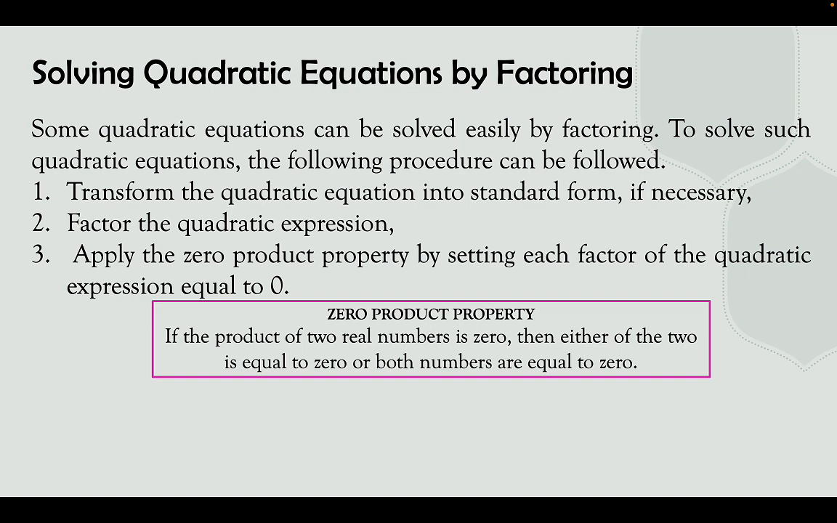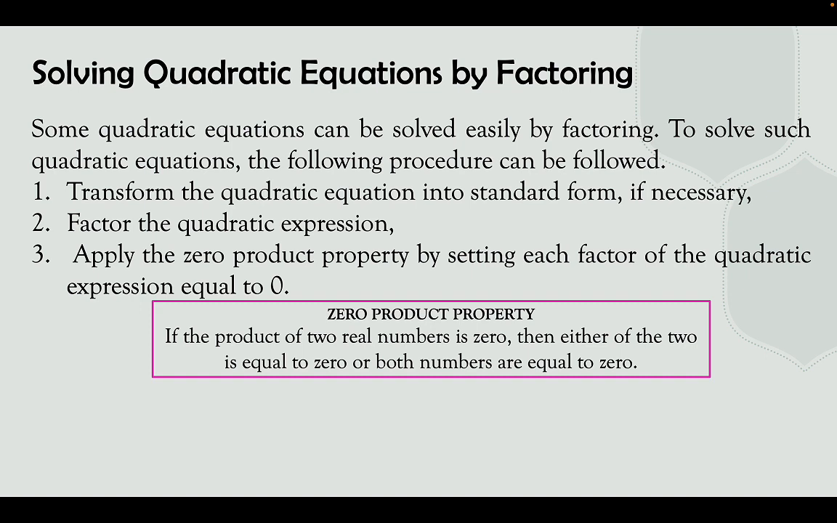First, transform the quadratic equation into standard form if necessary. Second, factor the quadratic expression. Third, apply the zero product property by setting each factor of the quadratic expression equal to 0.